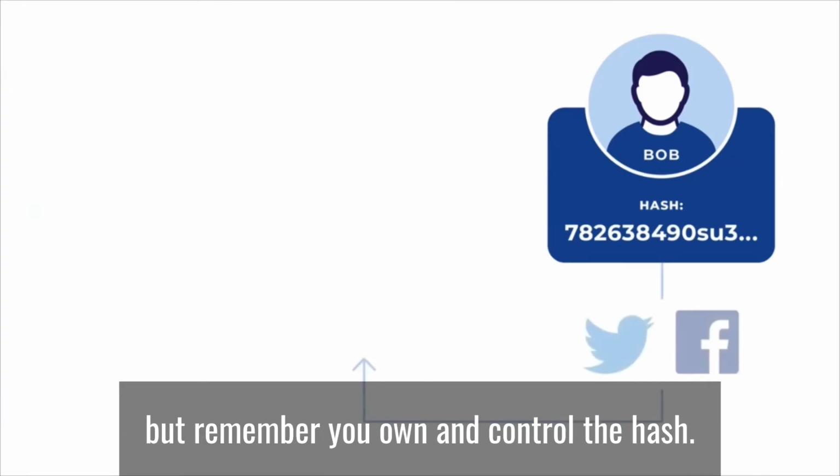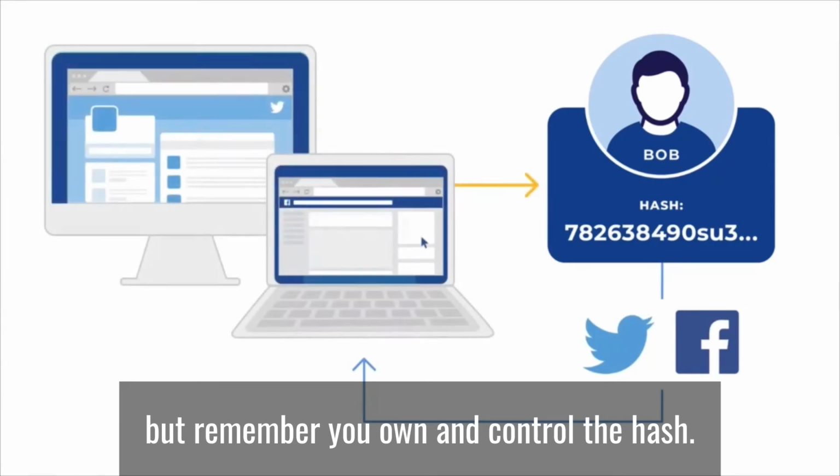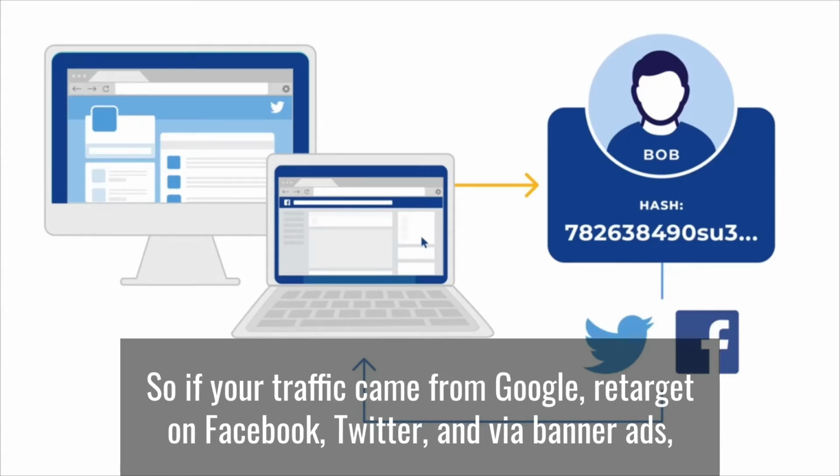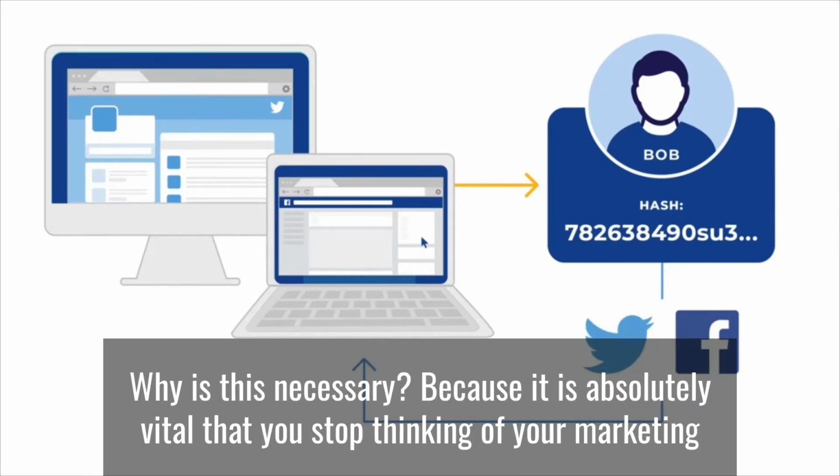So you would upload the hash files back to Google and run a retargeting campaign to bring those visitors back. Straightforward. But remember, you own and control the hash. So as part of step 1, upload those hash files to other platforms and retarget there as well. So if your traffic came from Google, retarget on Facebook, Twitter, and via banner ads, for example. Why is this necessary?